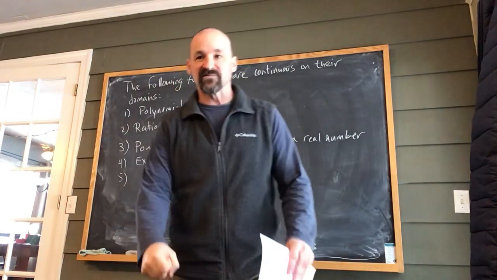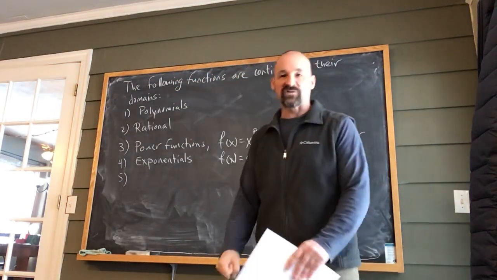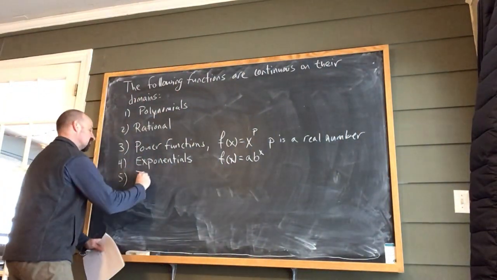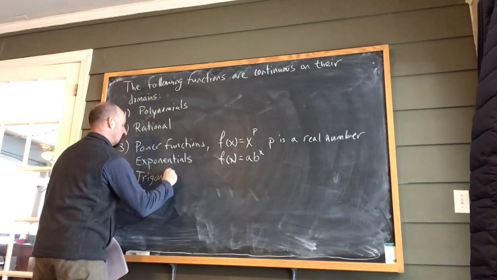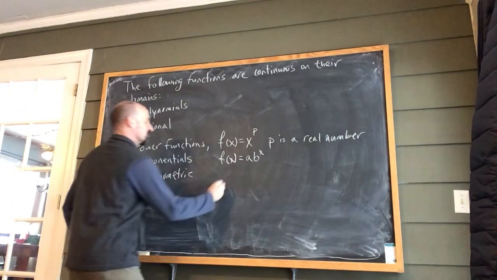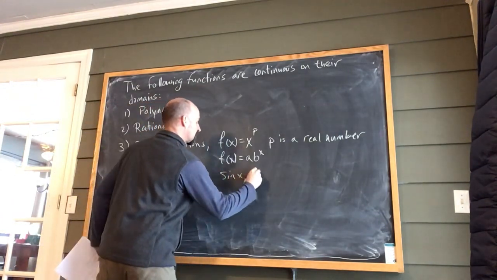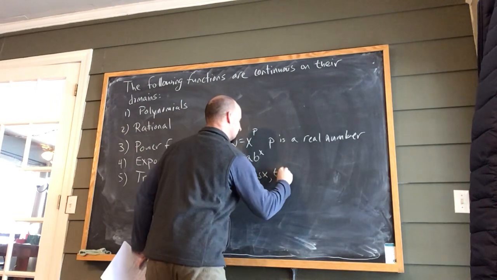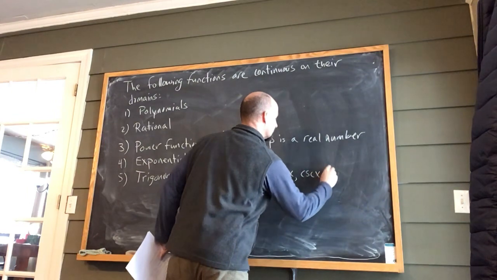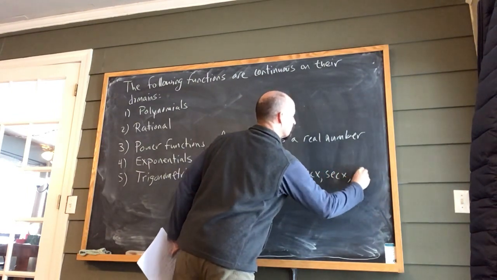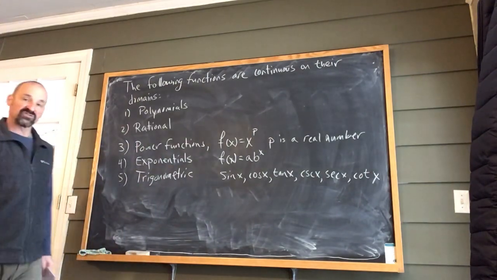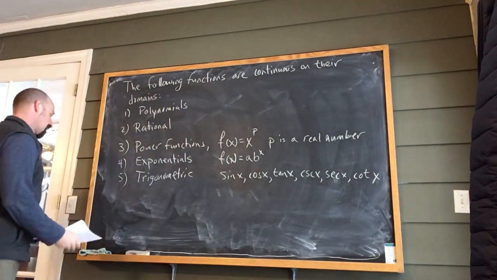Sine, cosine, tangent, secant, cosecant, and cotangent are continuous functions on their domain. So let's write the trigonometric functions. Sine x, cosine x, tan x, and then the reciprocals: cosecant x, secant x, cotan x. Those functions are continuous on their domains.